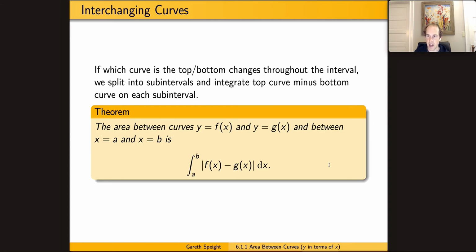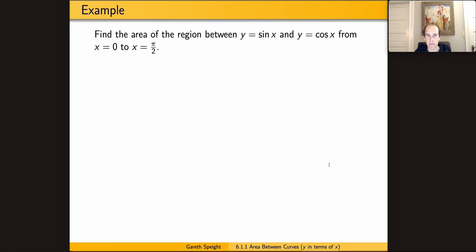That's the same as what I just said with splitting up and integrating top curve minus bottom on each case. So it's up to you how you want to think about it. So let's see that in an example. Let's find the area of the region that's bounded by y equals sine x and y equals cosine x, and x equals 0 and x equals pi over 2.